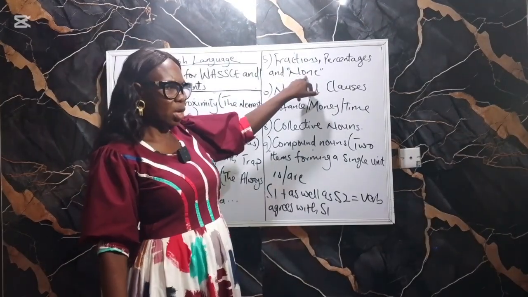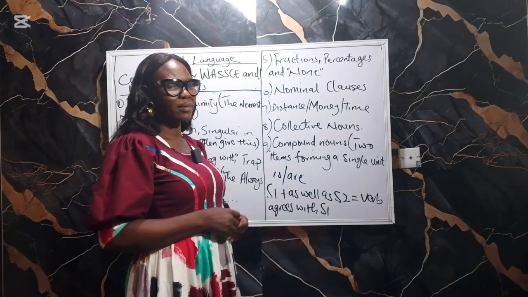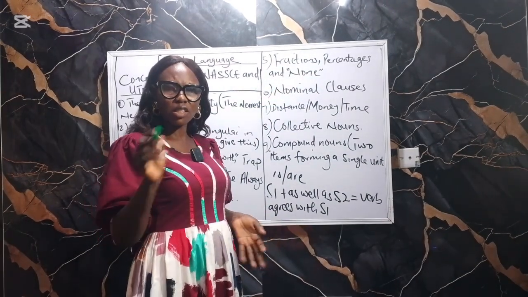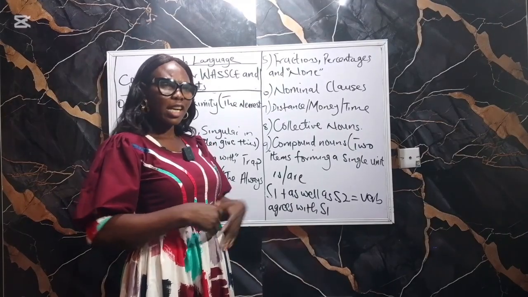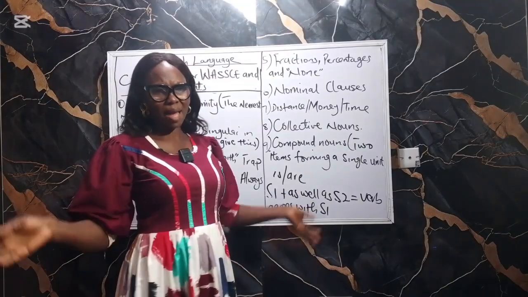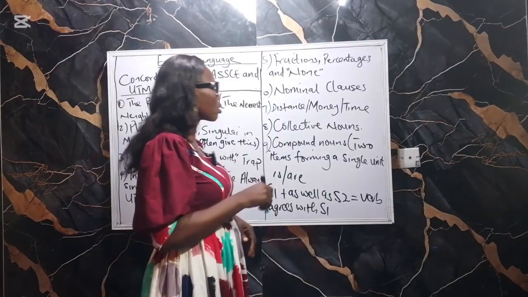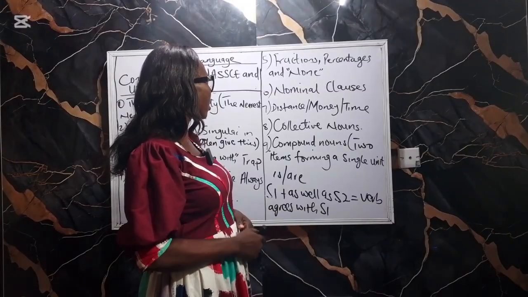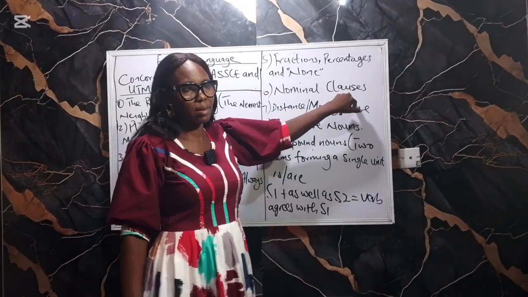Then when we use none, the verb should be singular. Like none of the students is here. You know, in casual speech, people tend to use are. None of the students are, but the correct thing is, none of the students is. Okay. Now, the next one is nominal clauses.